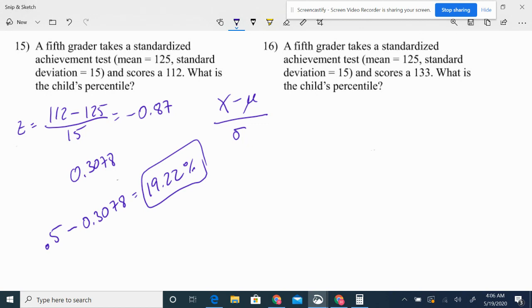Not the best score, we can see, right? 19.22% is pretty low. Remember what that means: 0% is the lowest, 100% is the highest. This kid is at 19.22%. It's pretty low.